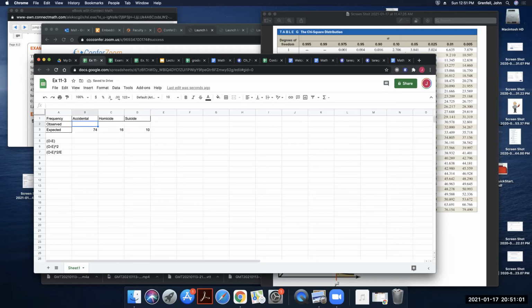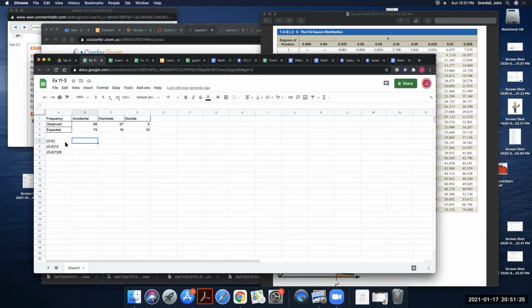And then the observed values. So she looked at her district during 1 year, and there were 68 accidental deaths, 27 homicides, and 5 suicides.